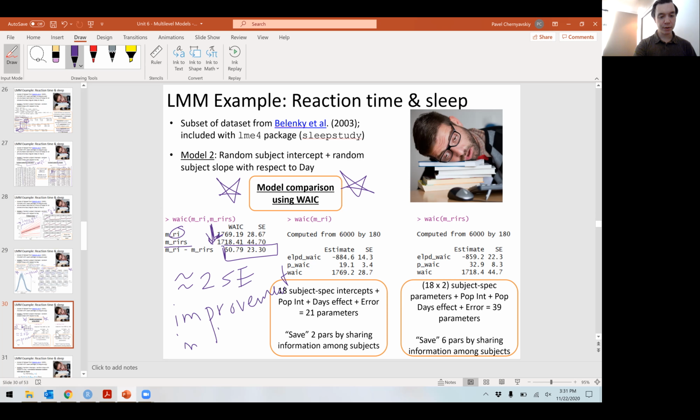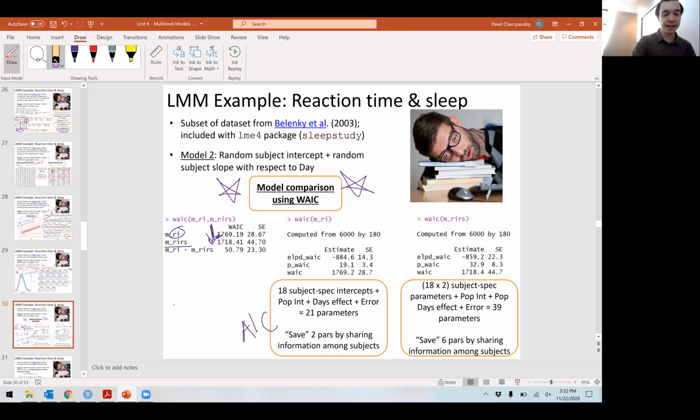In the WAIC. So WAIC improved, sigma error reduced. We saw a non-trivial amount of variability where I think something like 5 or 6 subjects were half as susceptible to lack of sleep. All in all, this is building a narrative that random slopes, subject-specific slopes, are absolutely positively necessary.